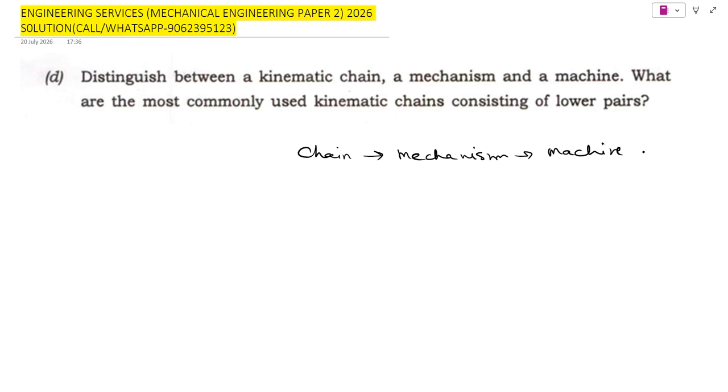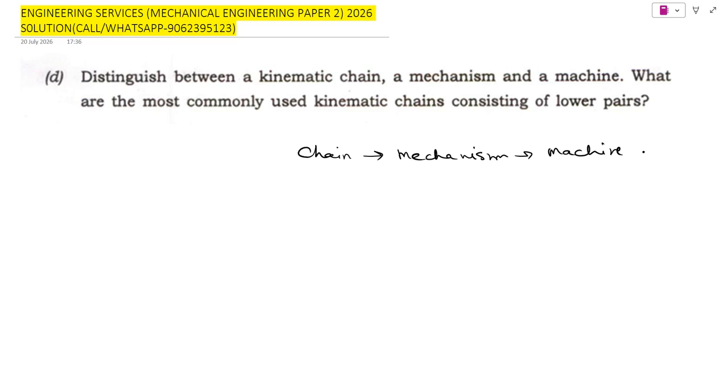Now imagine that we fix one link of the kinematic chain. The moment one link is fixed, the kinematic chain becomes a mechanism. A mechanism is therefore nothing but a kinematic chain with one link fixed, and its purpose is to transmit or transform motion. Examples are the slider crank mechanism, four-bar mechanism, and quick return mechanism. Notice that these systems mainly produce motion and may not necessarily perform useful work.